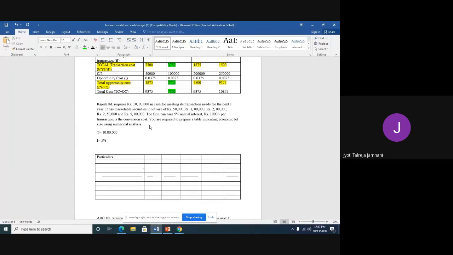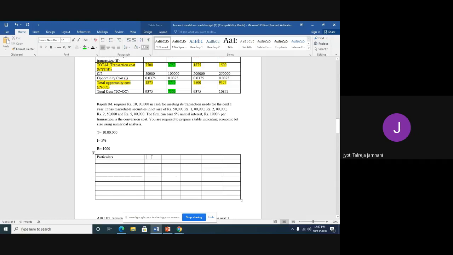Interest, right? Rupees, ma'am. 1,000 per transaction is the conversion cost. So the value of B is 1,000. Now what we'll do is we'll take the lot sizes here first in the table.